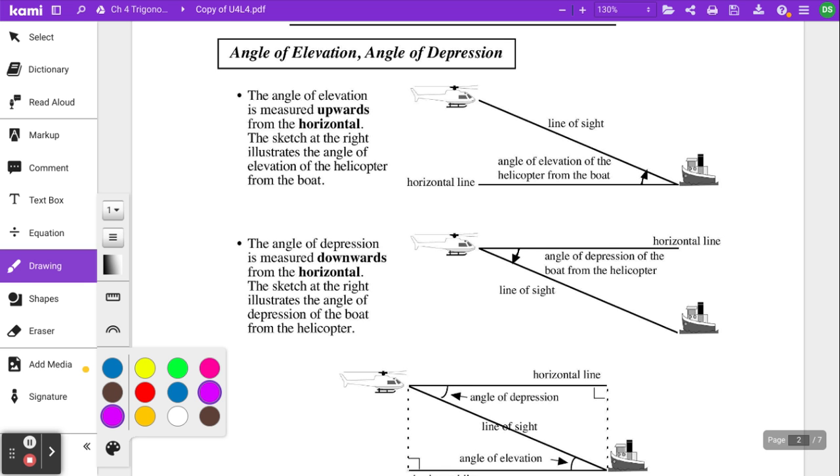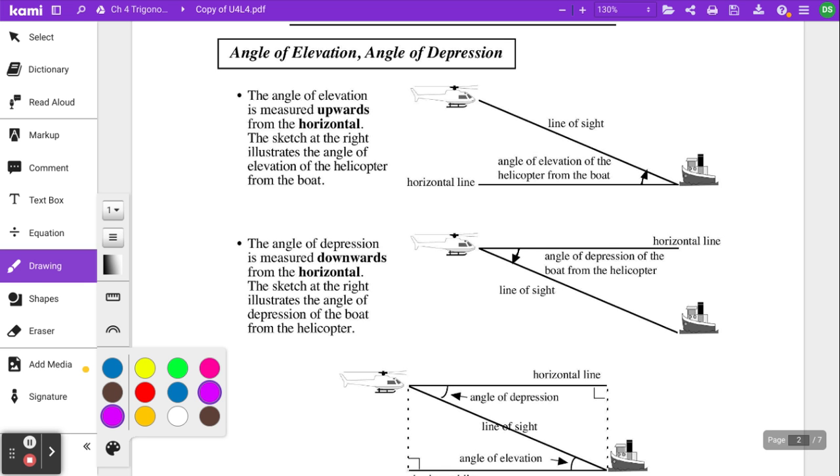They're going to tell you about a sunken ship, and they're going to talk about a helicopter, and he can see the ship sunken at an angle of depression of this much, and the guy at the boat, he can see the helicopter at an angle of elevation of this much, and you have to draw the picture. So what is super important to understand is that when you draw this picture, which angle is actually elevation and depression.